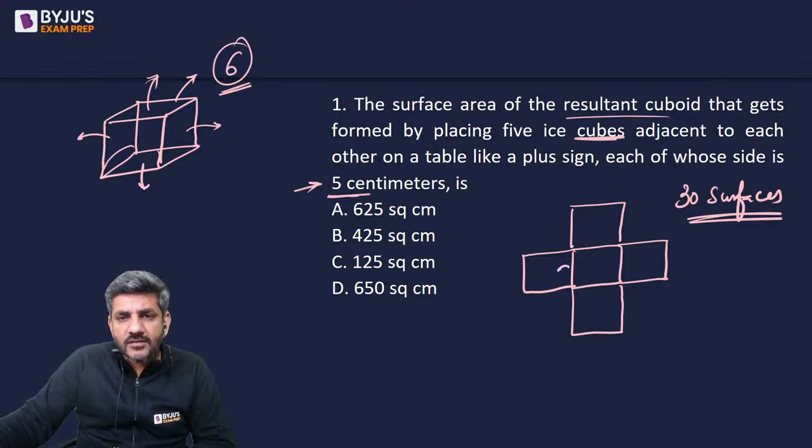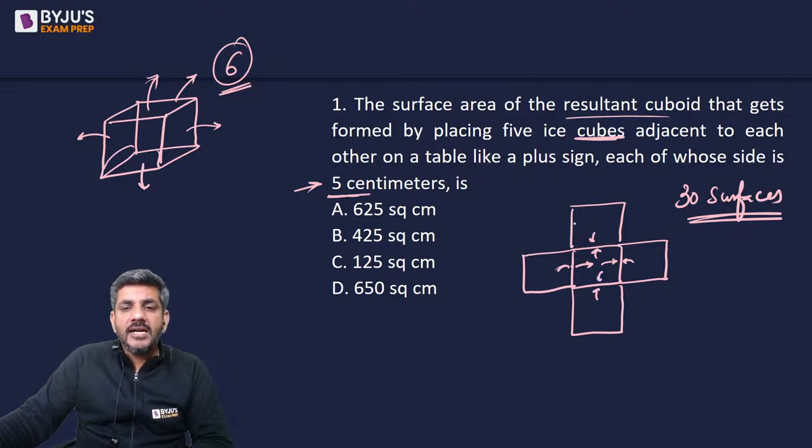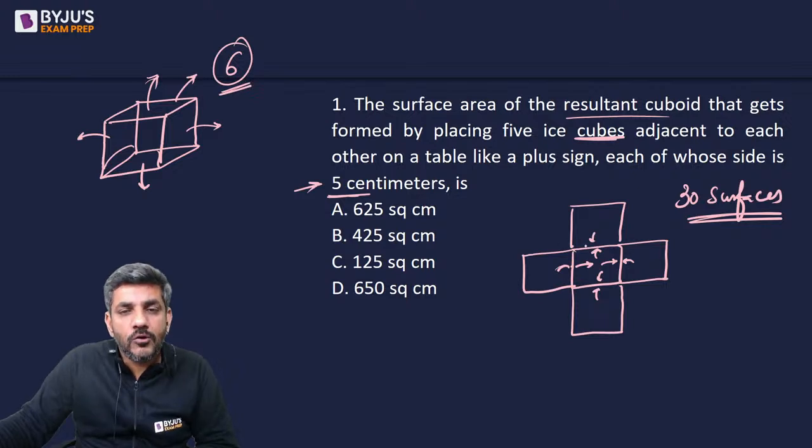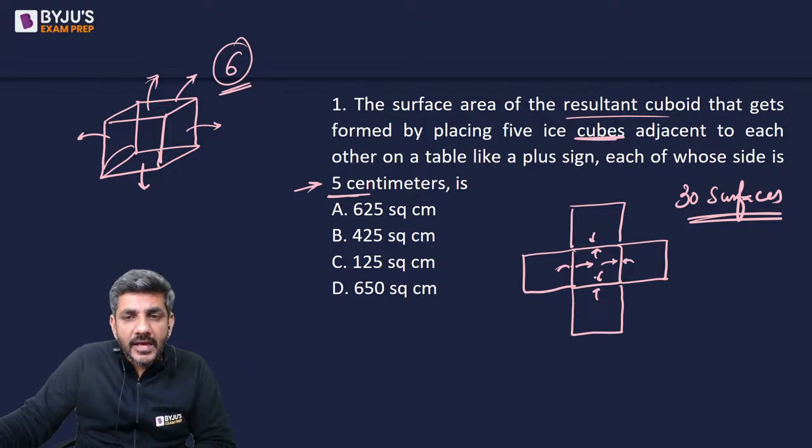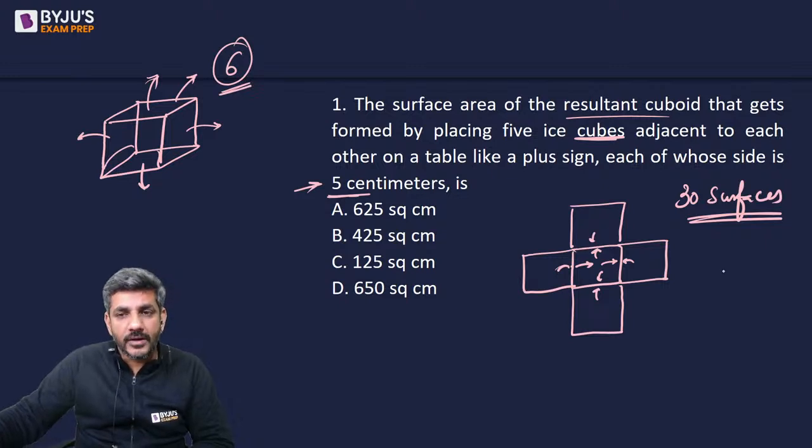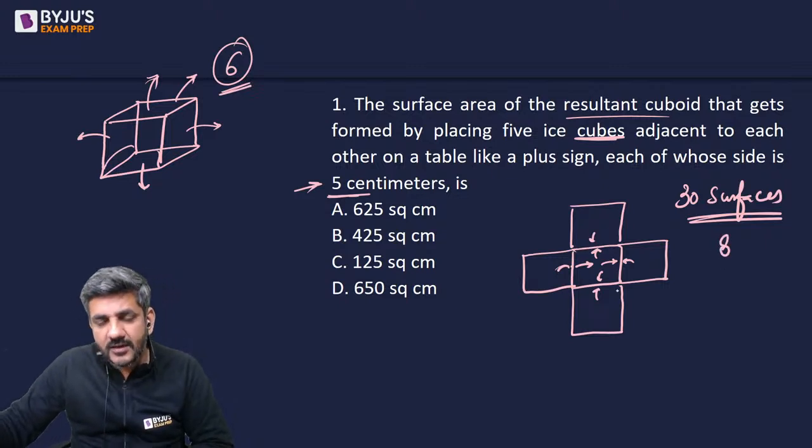These two surfaces are hidden. That means this surface of this cube and this surface of this cube. Similarly, the two surfaces here are hidden because they match with each other. Two surfaces here, they are also hidden. Two surfaces here, they are also hidden. So I have 8 surfaces hidden over here. I hope you are getting my point.